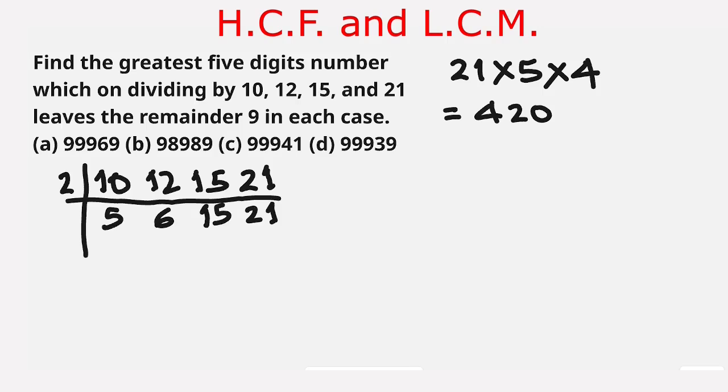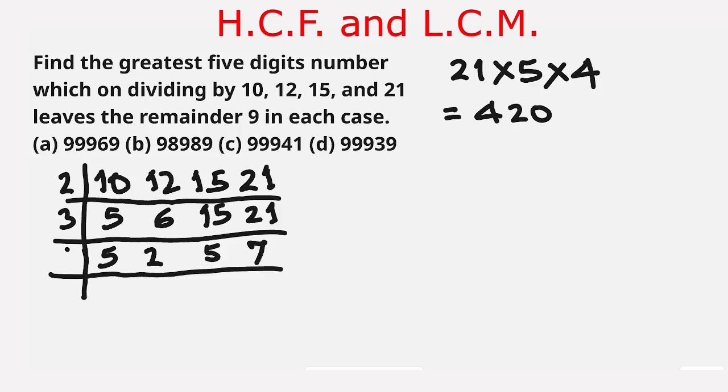Now we divide these numbers by 3. We write 5 as it is. 3 divides 6 for 2 times. 3 divides 15 for 5 times and 21 for 7 times. Now we divide these numbers by 5. 5 divides 5 for 1 time. We write 2 as it is. 5 divides 5 for 1 time. We write 7 as it is.